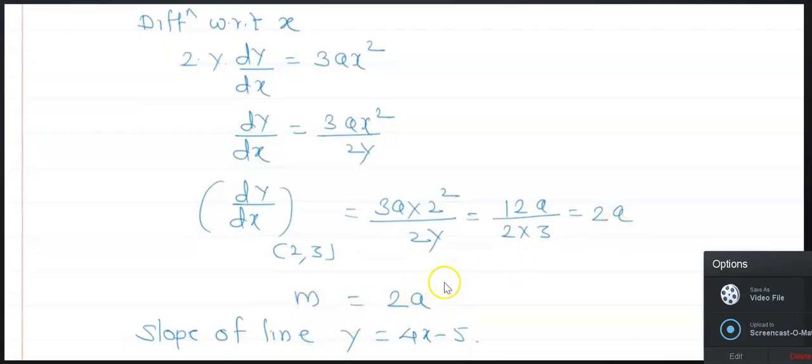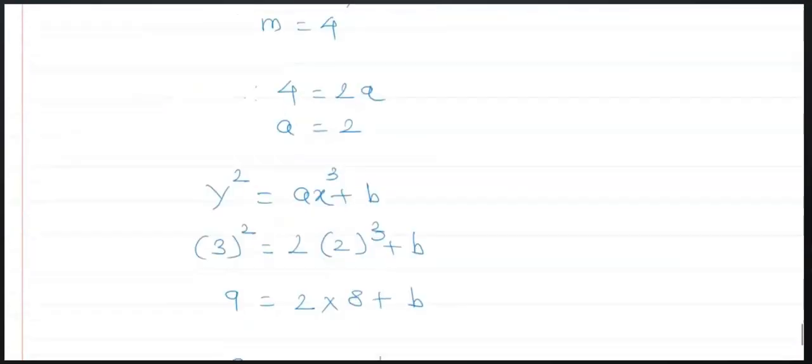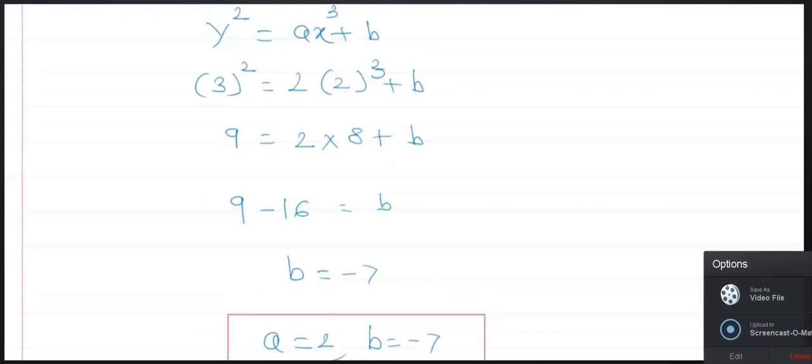And this m equals 2a is nothing but the slope of the tangent line, and that equals 4. Therefore, 2a equals 4, so a equals 2. See this here. Again, we substitute the value a equals 2. That is, y is 3, a is 2, x is 2, and the b. After putting, you will get 3 square is 9, 2 raised to 3 is 8, 8 into 2 is 16, plus b. Therefore, b equals 9 minus 16, and that's b equals minus 7.